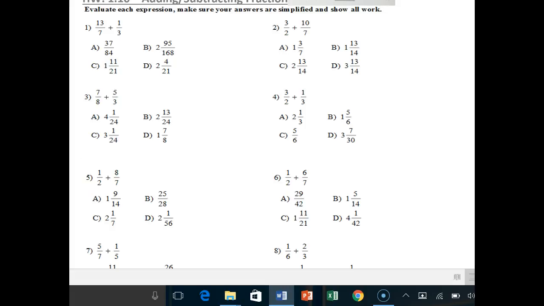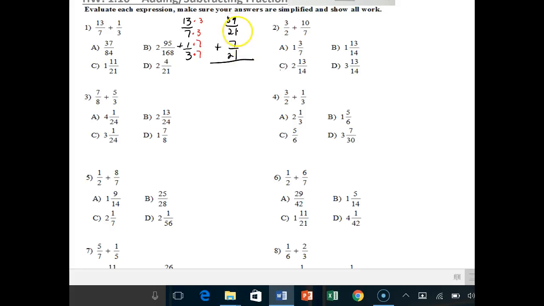So let me walk you through homework 1.10. First thing you're going to do on all the problems is rewrite them vertically. So I'm going to have 13 over 7 plus 1/3. And then we're going to make sure that we change these denominators so that they're common. So I'll multiply this one by 3, and I will multiply this one by 7. In doing so, I'll get new fractions. So 13 over 7 becomes 39 over 21 plus 7 over 21.